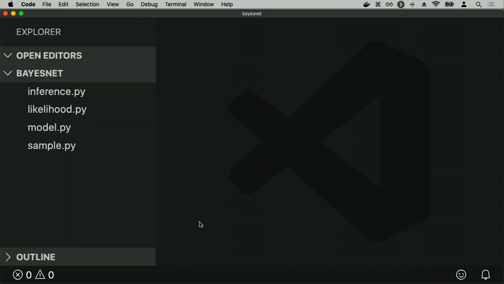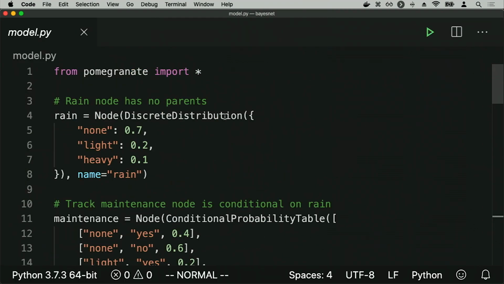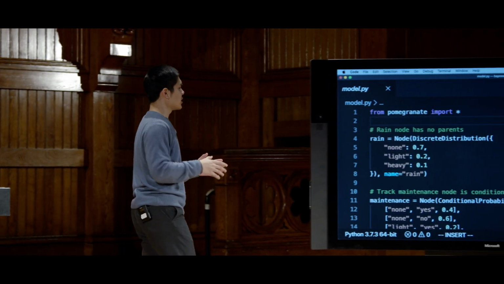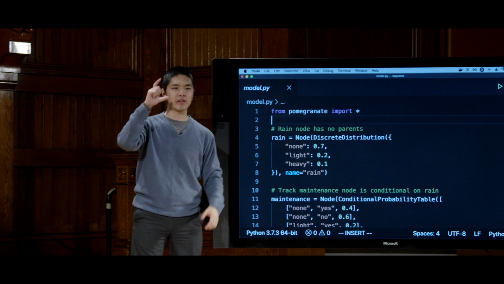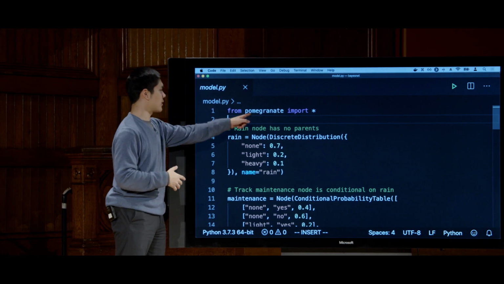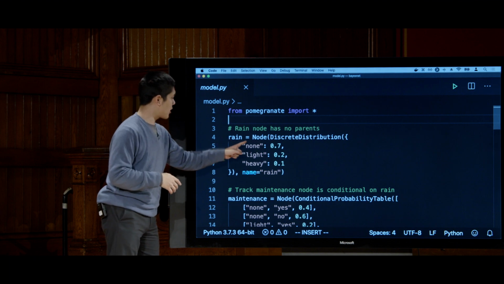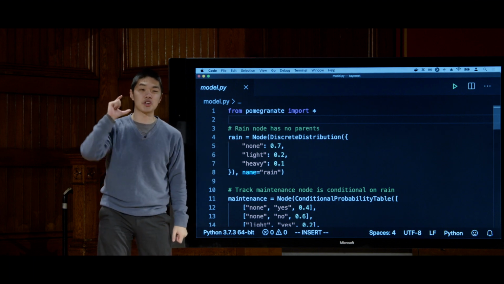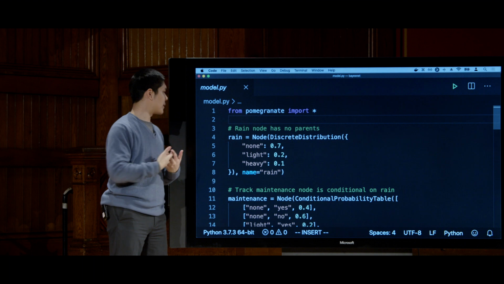But the library I'm going to use here is one known as pomegranate. And here inside of model.py, I have defined a Bayesian network, just using the structure and the syntax that the pomegranate library expects. And what I'm effectively doing is just in Python creating nodes to represent each of the nodes of the Bayesian network that you saw me describe a moment ago. So here on line 4, after I've imported pomegranate, I'm defining a variable called rain that is going to represent a node inside of my Bayesian network.